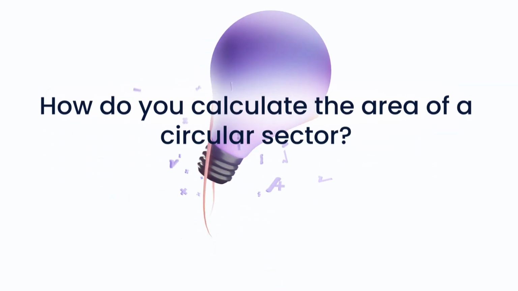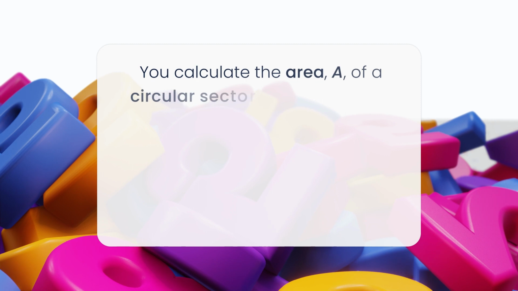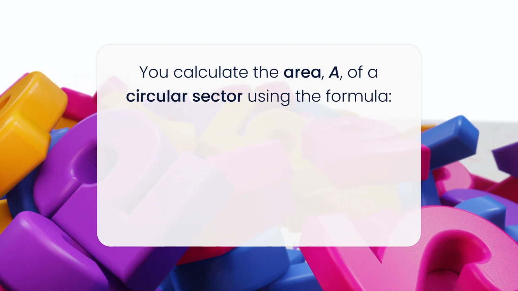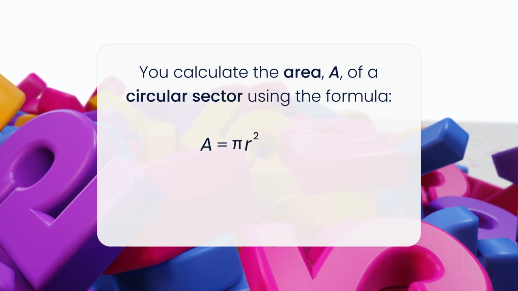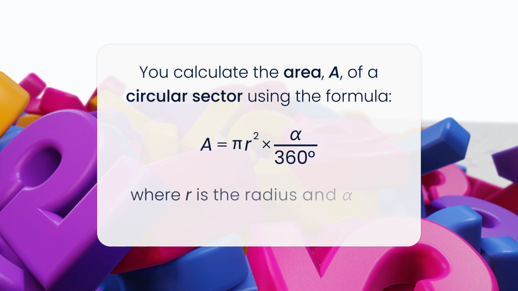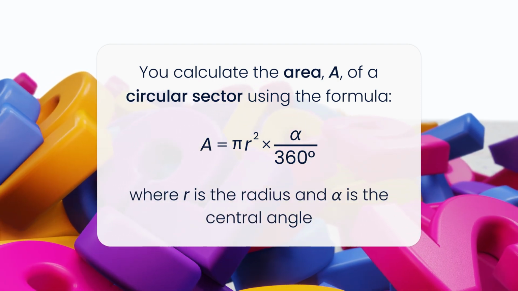How do you calculate the area of a circular sector? You calculate the area, A, of a circular sector using the formula A equals pi r squared times alpha over 360 degrees, where r is the radius and alpha is the central angle.